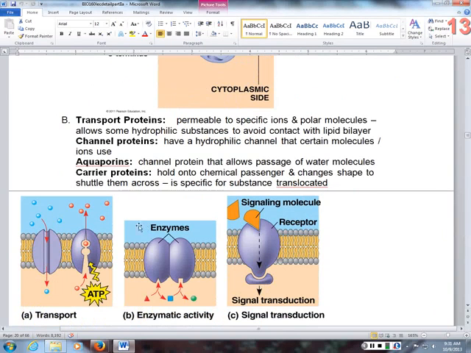So your transport proteins, these are going to be permeable to specific ions and polar molecules. So this is going to allow some of the hydrophilic substances to avoid contact with the lipid bilayer. So it basically can make a channel. So if you want to go through here but you don't want to touch this stuff, you just go through the channel here.